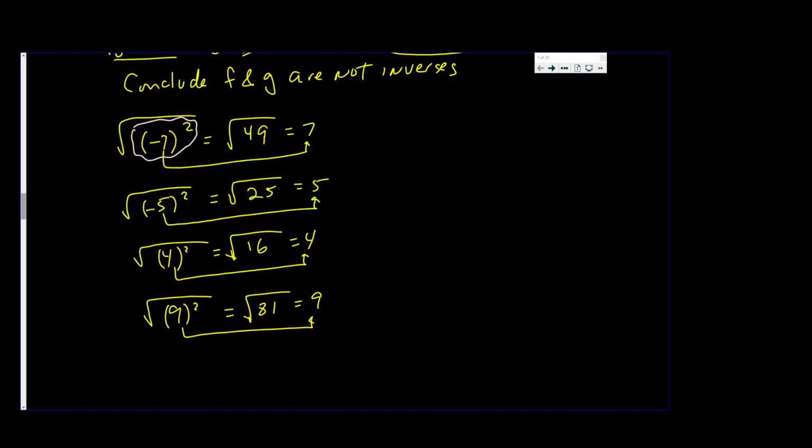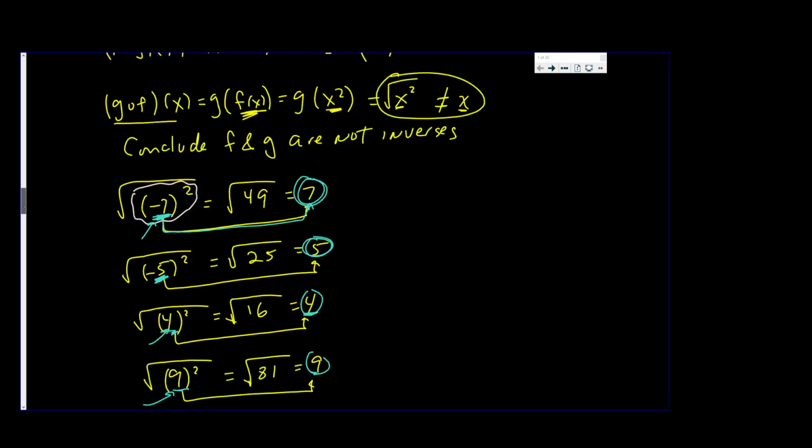Well, let's think about something. What type of function, when you plug in -7, gives you back 7? When you plug in -5, it gives you back 5. When you plug in 4, it gives you back 4. When you plug in 9, it gives you back 9. That is, what function behaves like that? And the answer is the absolute value. The absolute value of -5 is 5. The absolute value of -7 is 7. The absolute value of 4 is 4. The absolute value of 9 is 9.